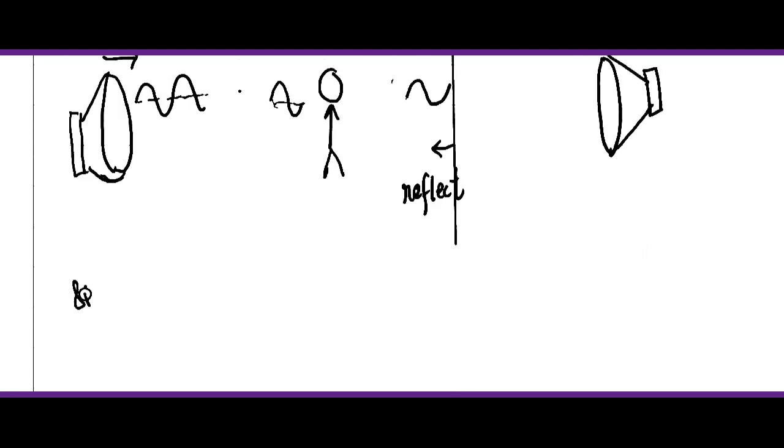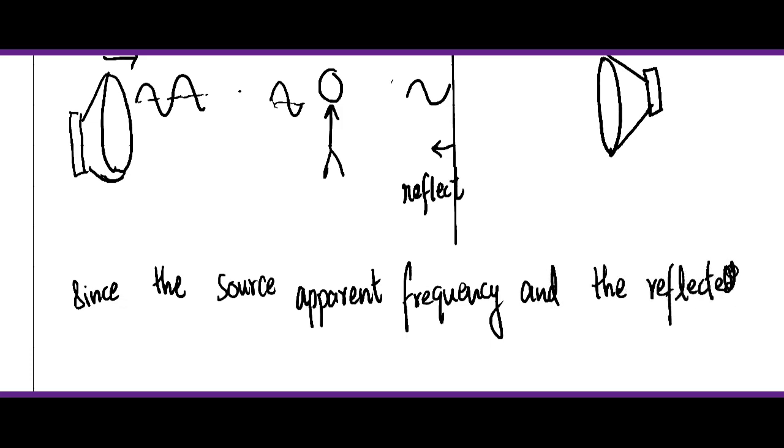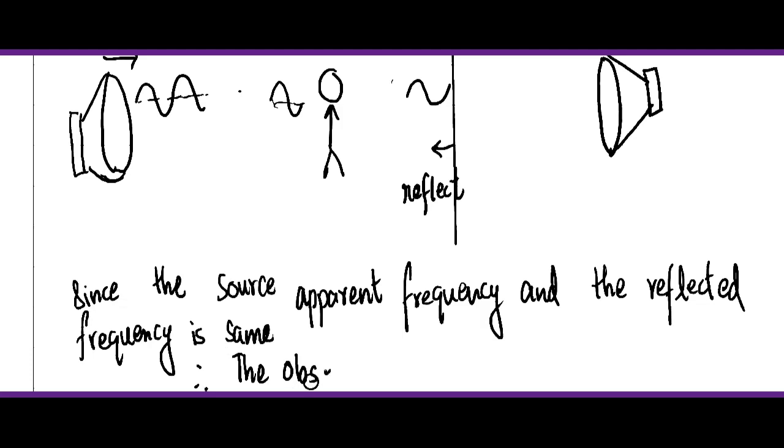So since the source apparent frequency and the reflected frequency are the same, hence the observer won't hear beats.